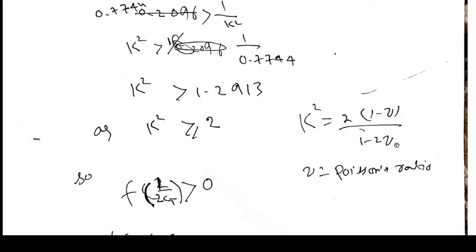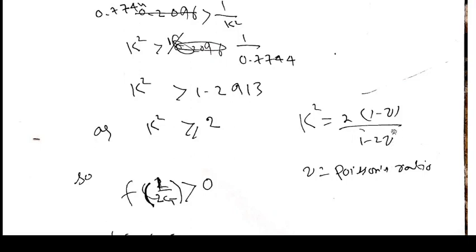The value of nu varies from minus 1 by 2 to 1 by 2 in general, and for practical purposes we have 0 to 1 by 2. So to find the range of this kappa, we will use the value of nu between 0 and 1 by 2, because practically the Poisson ratio lies between 0 and 1 by 2 for most of the metals.